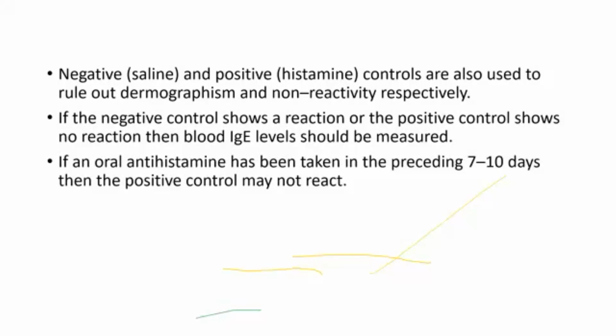Negative is saline, used for dermographism, and positive is histamine, for non-reactivity respectively. If the negative control shows a reaction or the positive control shows no reaction, then blood IgE level should be measured. So when the negative and positive controls are not behaving as expected, then you have to go for serum IgE.